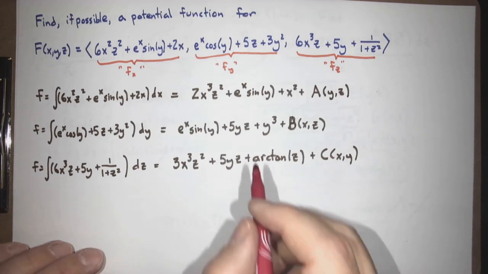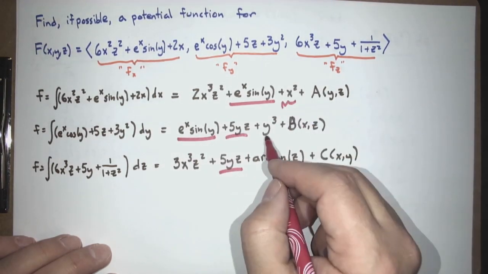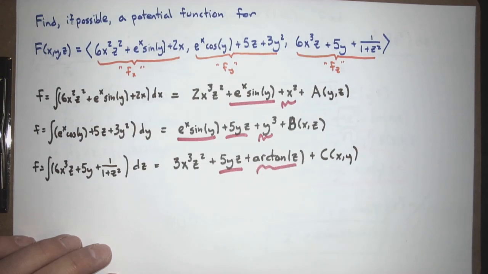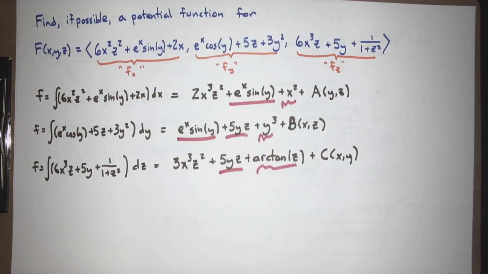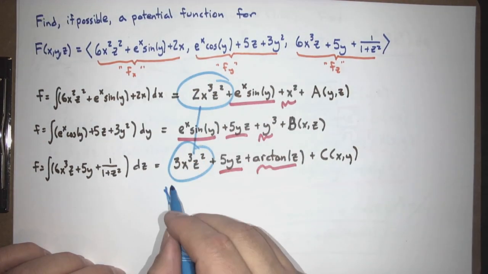A lot of things match. So e to the x sine y, that's good. 5yz, that's good. Things with just one variable, you never have to worry about those. So are we good to go? No. What's wrong? Yeah. These parts not matching.